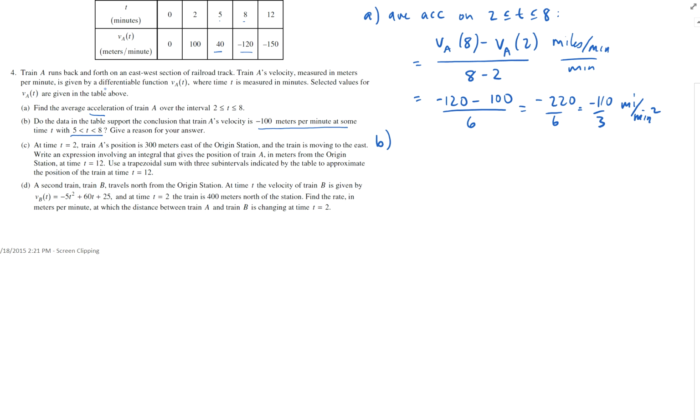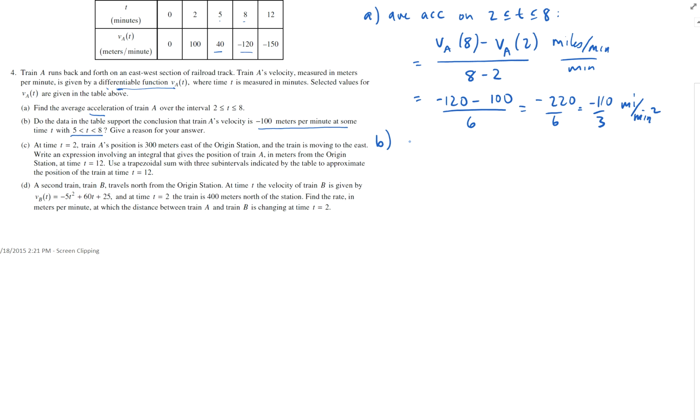And I know it's a differentiable function. It's a train. That means the speed is smooth. There's no herky-jerky angles, sharp corners in the graph of the velocity or anything. It's continuous and everything. So if it goes from 40 to negative 120, doesn't it have to hit negative 100 sometime? And the answer is of course. What's the name of that theorem that tells you that? Yeah, it's the intermediate value theorem. Okay, so we can do this.